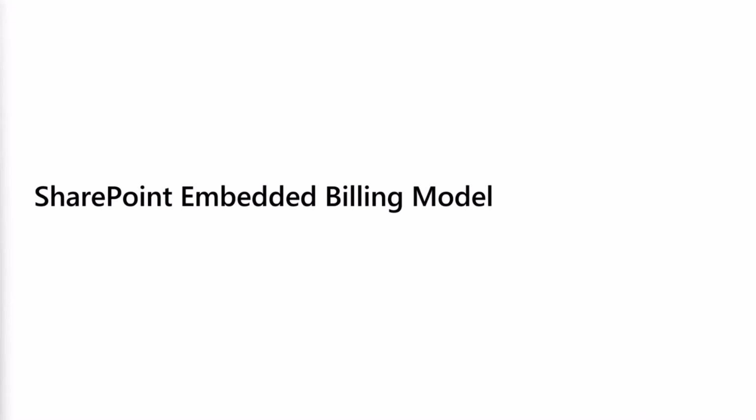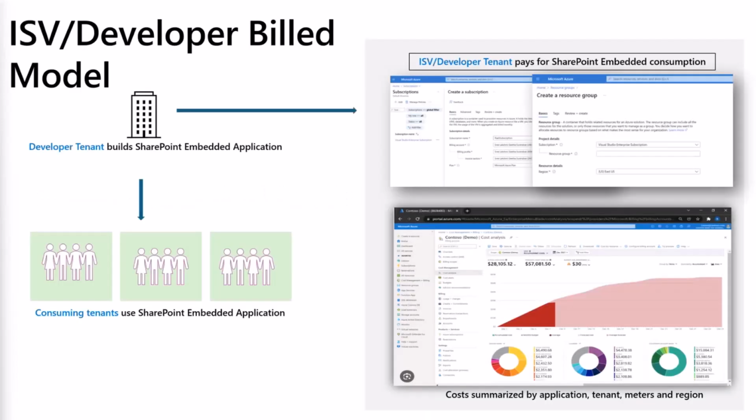So we talked about how and what is built. Now let's talk about who is billed. I'll talk about the 2 models that we have going. As of today, we have an ISV or developer billing model. This is where the organization that is building the SharePoint Embedded application and the container type, again, could be an ISV building an app for customers or an organization building a line of business app. Here, that tenant, the tenant building the application, gets the invoices from Microsoft based on the usage of the application and manages the costs and payments in the Azure portal.